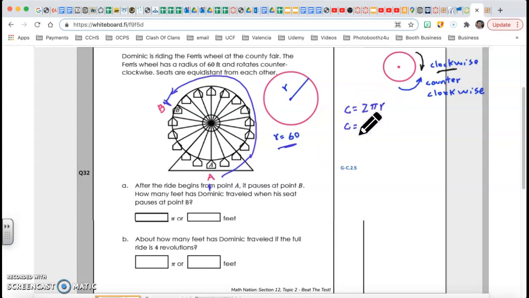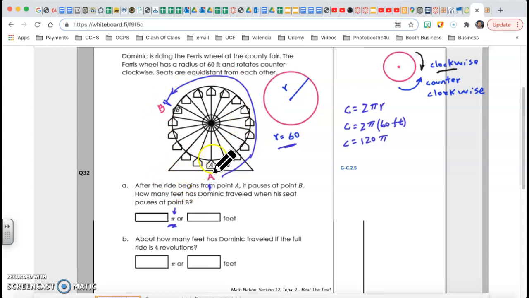Circumference, 2 times pi. Oh, by the way, look over here. My answers, they give me in terms of pi. So I don't have to solve for pi. So 2 times pi times radius, and my radius is 60 feet. Therefore, my circumference is 2 times 60, which is 120 pi. That's all the way around it. But they want to know between A and B.